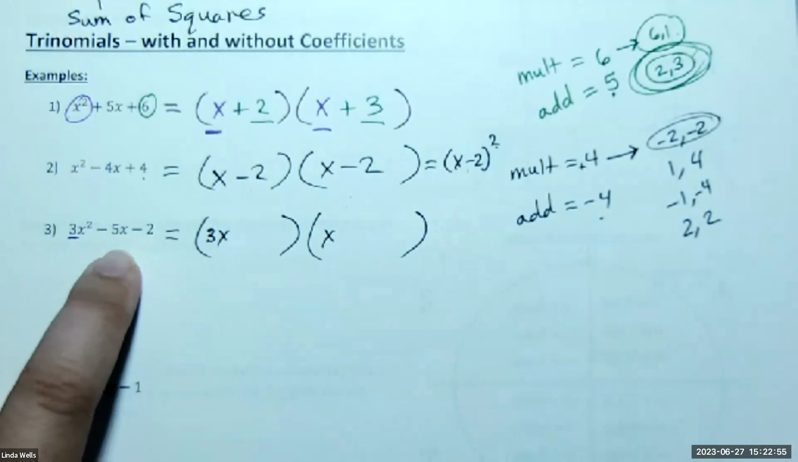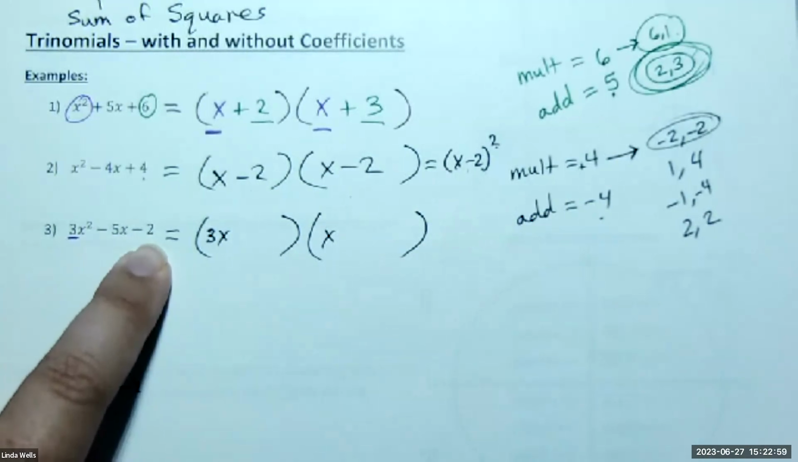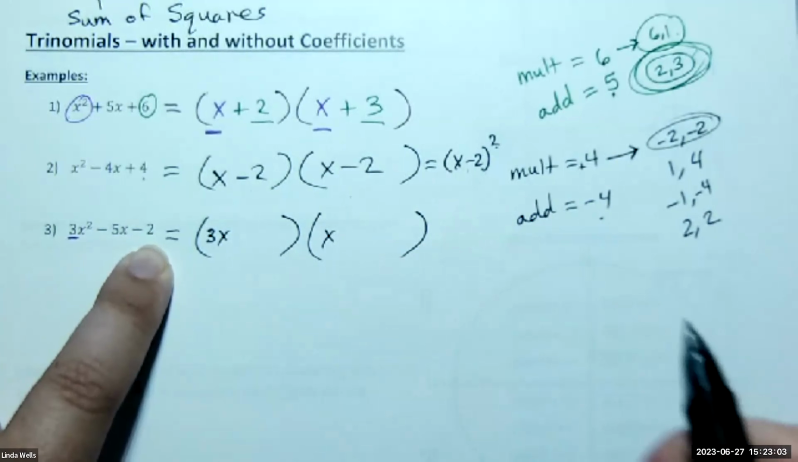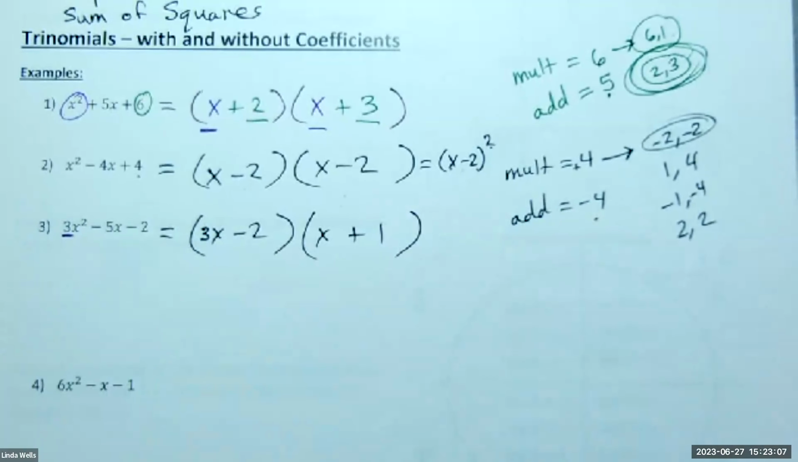This time, I am not going to look at the -5 yet. I'm going to look at the -2. I'll pick something. What numbers multiply to be -2? -2 and 1. Does it work? I tried. How do I know if it works?